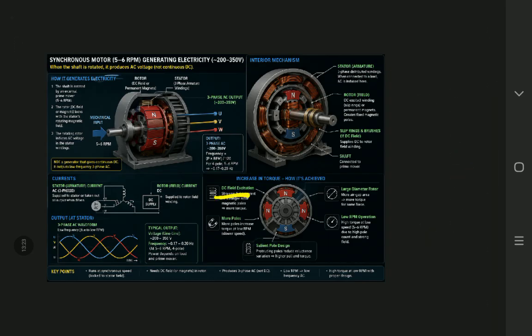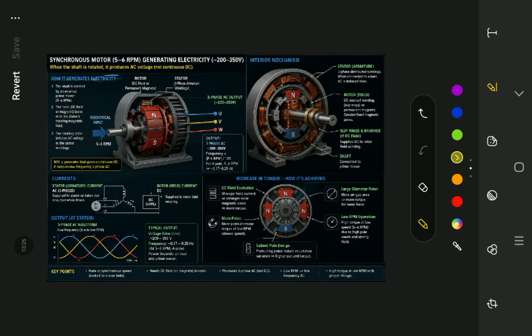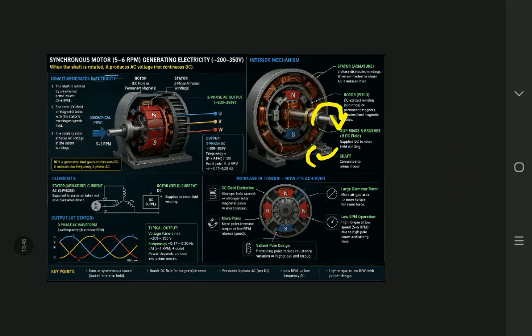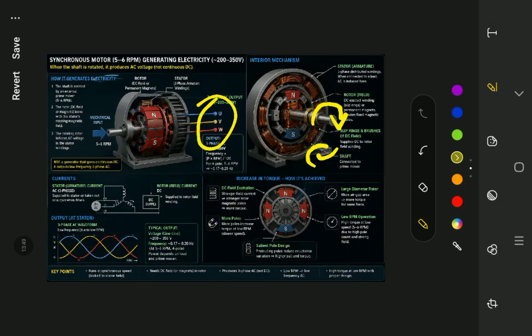So here we can see the diagram: DC field, excitation and poles. Based on the magnetic field we get output, with a large diameter rotor, low rpm operation and salient pole design. Due to these things we find high torque, and when we rotate this shaft, it makes sure we get some voltage. The voltage operationally is from 200 to 350 volt, it may differ based on the model, the winding, or the number of poles, that is the magnetic field.